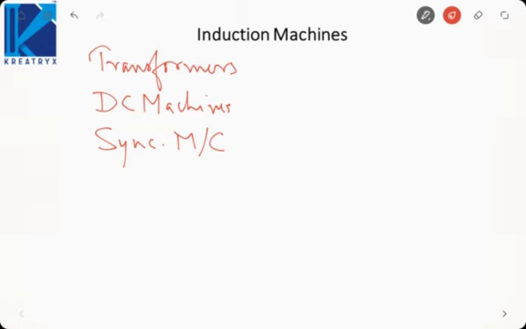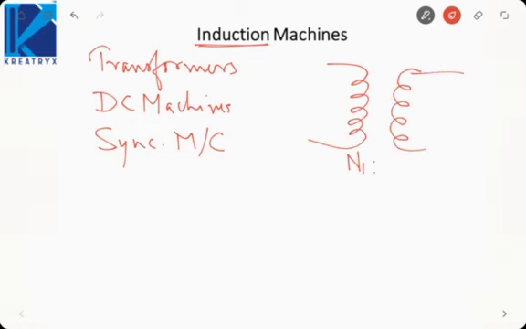So, in this lecture, we will be starting with induction machines. As the name suggests, it works on the principle of induction. Like in case of a transformer, there is induction between primary and secondary. Similarly, in case of an induction motor, there is induction between stator and rotor.